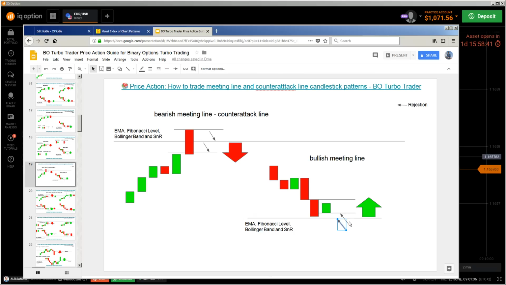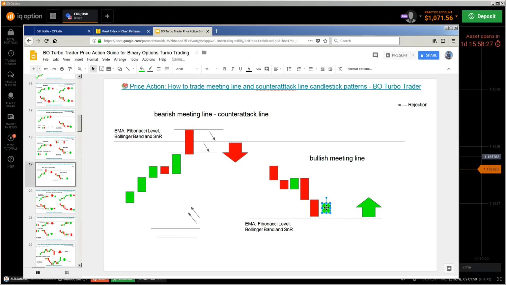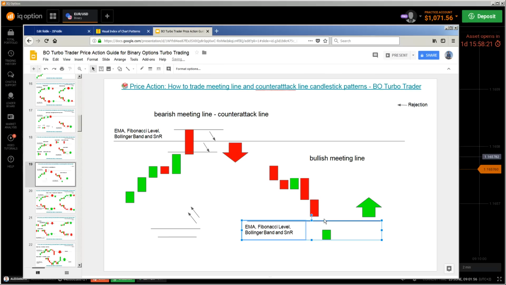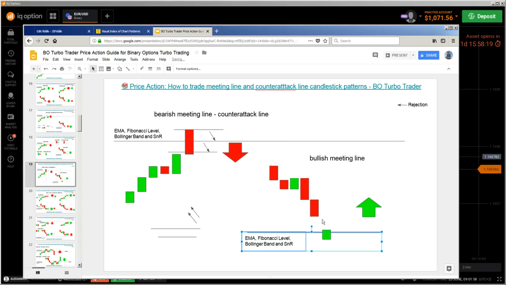Let me see. I will remove those ones here, and also on the bullish meeting line, the same stuff. I will explain this again here, so you understand this. We have first of all a gap down. In this case, we have a gap down. I will remove also this one here a little bit lower, and that can be everything.